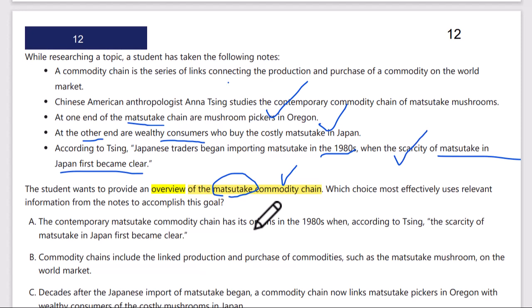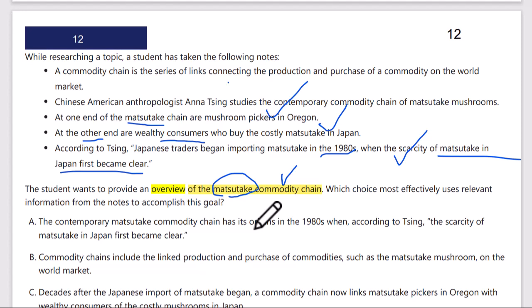So I want to put together these three ideas. On one end, we have pickers in Oregon. On the other end, we have wealthy Japanese consumers, and they've been doing it since the 80s, when the actual Matsutake mushrooms became scarce in Japan. So let's see what answer choice pulls together all these points for our correct summary answer. A, the contemporary Matsutake commodity chain has its origin in the 1980s. It's true, when, according to Singh, the scarcity of Matsutake in Japan first became clear.